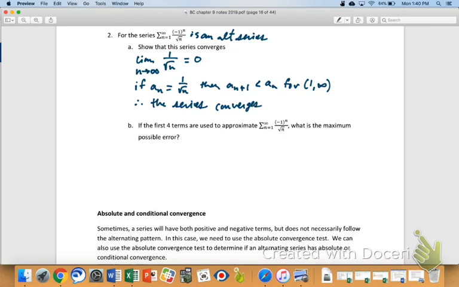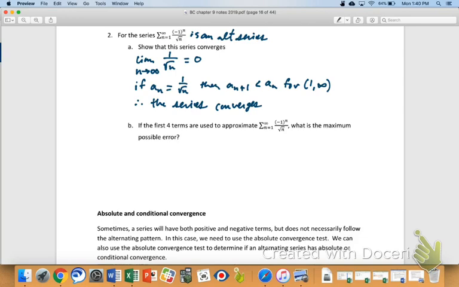Okay, so then B says if the first 4 terms are used to approximate the actual sum, what is the maximum possible error? So again, I think it's an encouragement to you to realize that this question could be, honestly, like letter D on FRQ 6, right? Totally out of context.